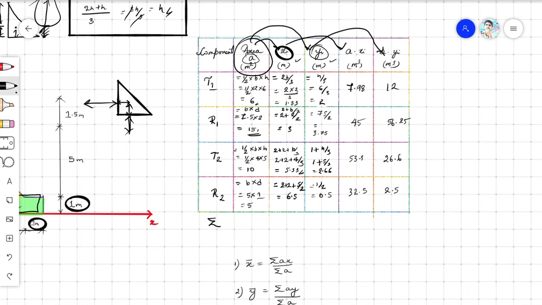Now let us do the summation. Summation of all the areas, if I add it, comes 6 plus 15 plus 10 plus 5, that comes somewhere around 36 meters square. And if I do summation of all ai xi, that gets me somewhere 138.78 meter cube. And the last one is summation of ai yi, that gets me somewhere 97.35 meter cube.